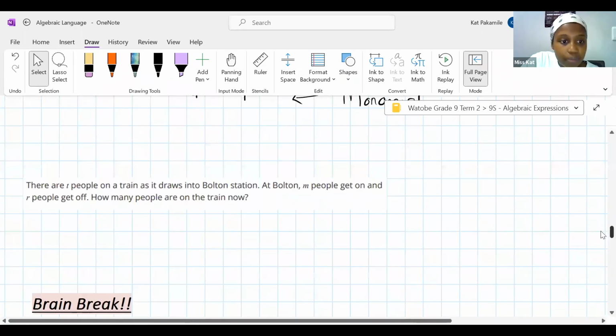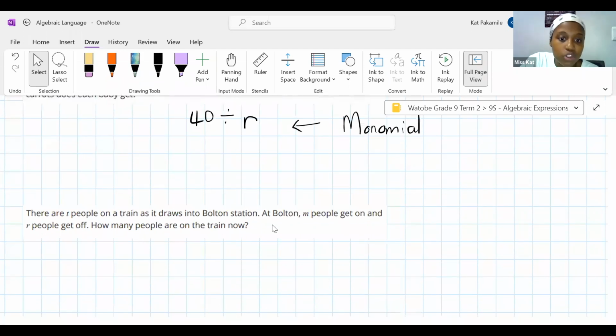Oh, it's almost time for brain break. If there are T people on a train, as it draws into Bolton Station, at Bolton, M people get on and R people get off. How many people are on the train now? Is that an R or a T? The first one is a T.